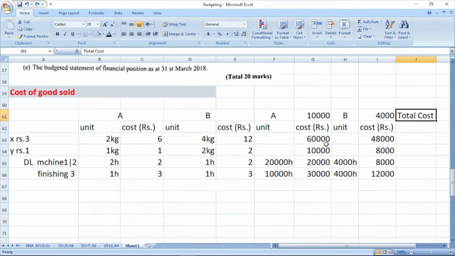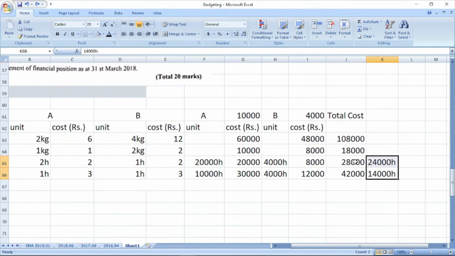It is A and B. X cost of A is 60,000 and X cost of B is 48,000. 60,000 plus 48,000, it is 108,000. And likewise 10,000 plus 8,000 is 18,000, and 20,000 plus 8,000 is 28,000, and 30,000 plus 12,000, it is 42,000.